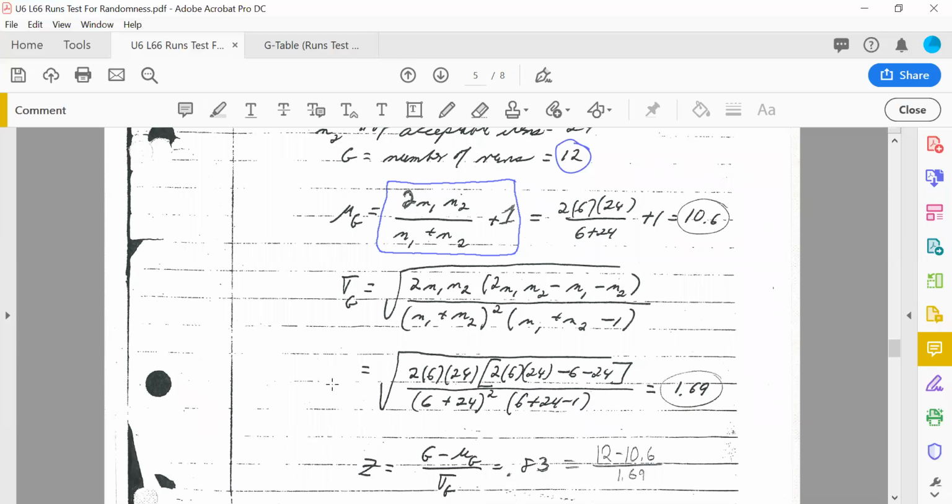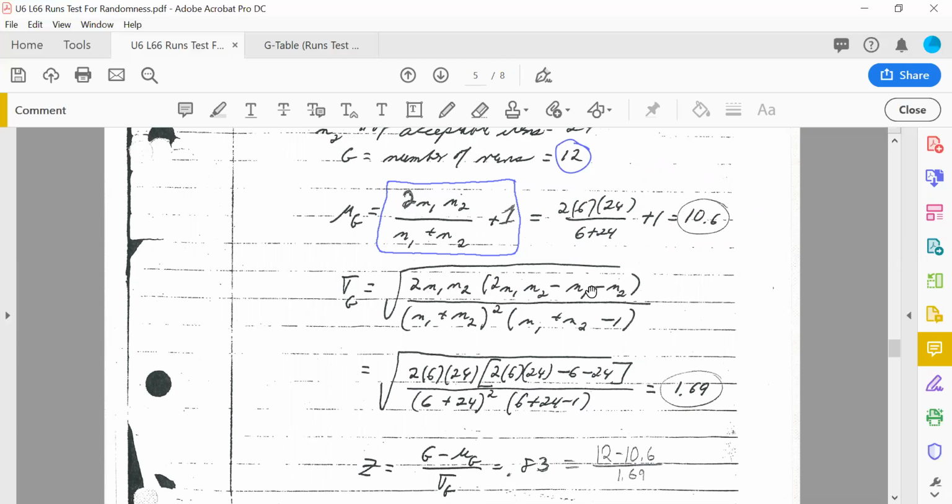Sigma looks complex. It's not. It's honestly just a bunch of n's, n1, n2. So 2 times n sub 1 times n sub 2 times the entire term here, 2 times n sub 1 times n sub 2 minus n1 minus n2, close parentheses.